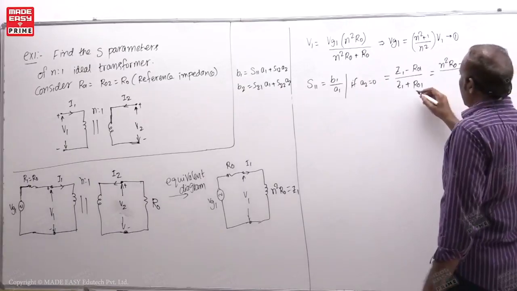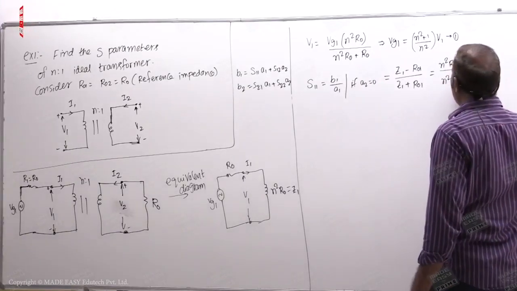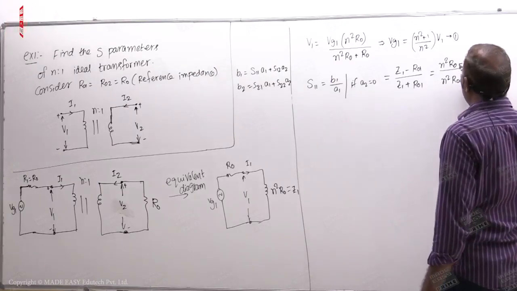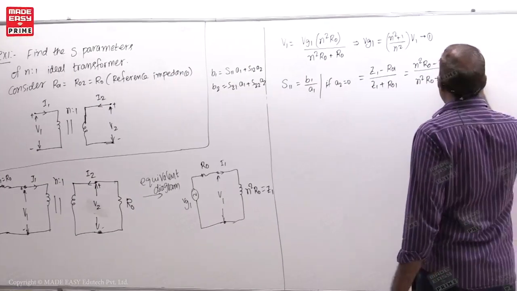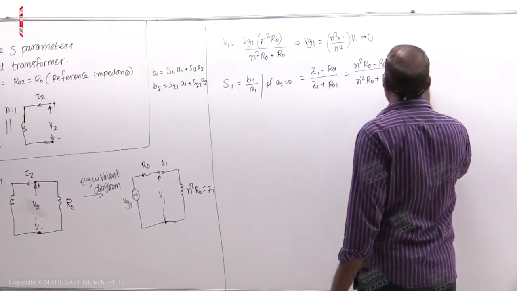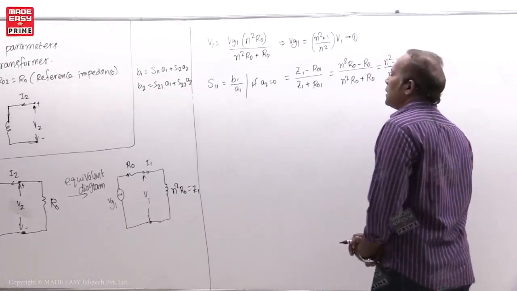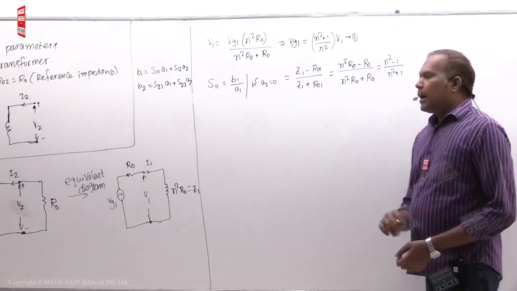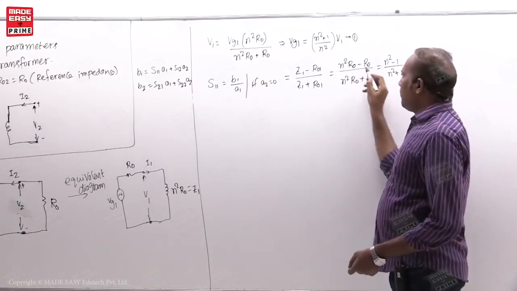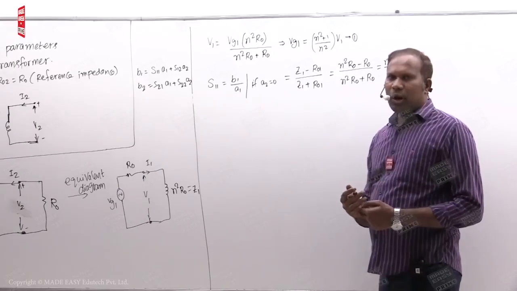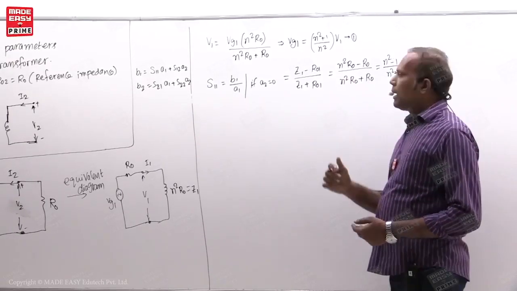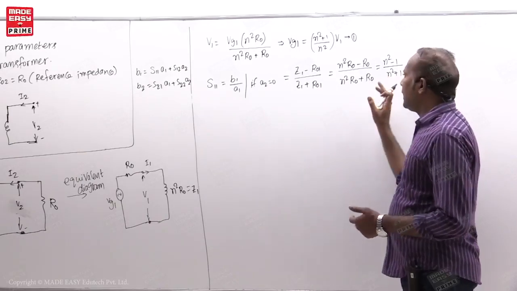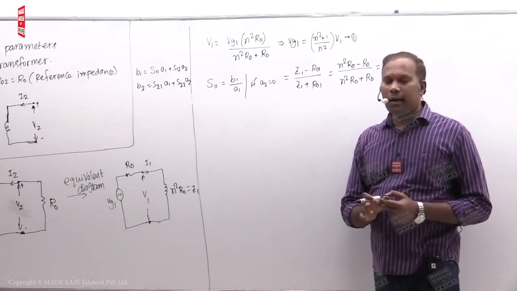So R naught divided by N square R naught plus R naught is nothing but R naught. R naught cancels. So you got N square minus 1 by N square plus 1. From this you understood one thing: R naught may be any value, for example 1 ohm, 10 ohm, 20 ohm. R naught cancels. That means this answer is independent of that R naught.